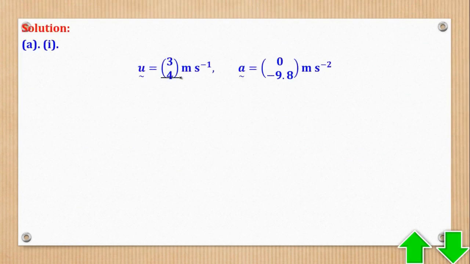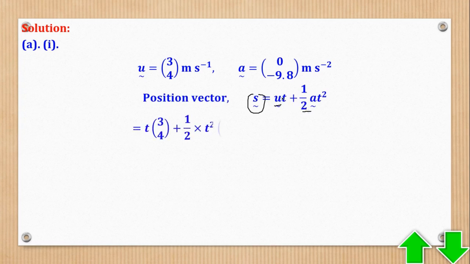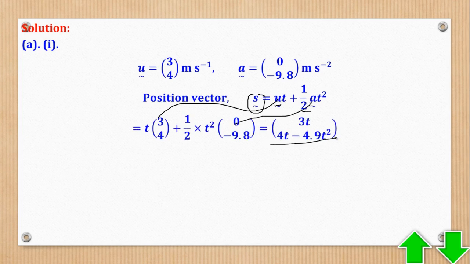So u is given in vector form. Then acceleration, remember, horizontal component of acceleration is 0, but vertical component is negative g, which is negative 9.8. So position vector is s, which is ut plus a half at squared. Then you substitute for u, substitute for a, to give you this as the position vector at any time t.